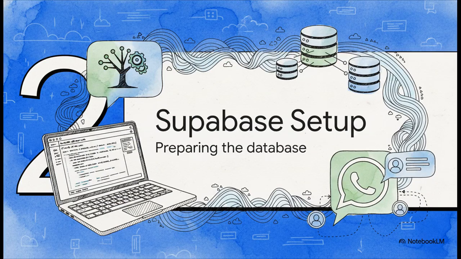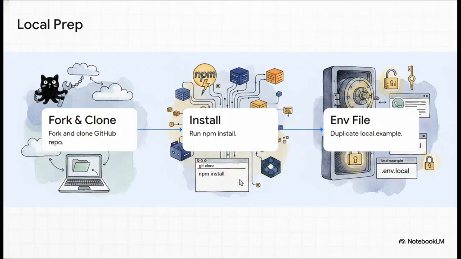Moving on to part 2, Supabase setup. All right, so here are the quick prep steps. First, you head over to the V-CRM GitHub repository and fork it. Now, forking is absolutely crucial. It basically copies the project into your own personal GitHub account so you can make changes without messing up the original creator's code. Once it's forked, you clone it down to your IDE. Next, you run npm install right in your terminal to download all the necessary software libraries. Note that you do need Node.js installed on your computer to do this.